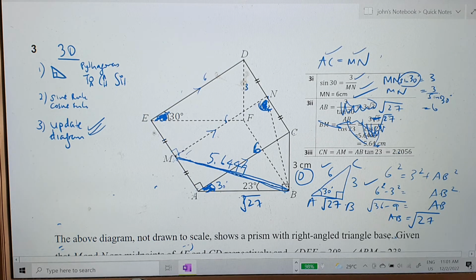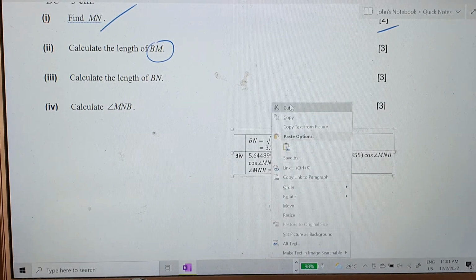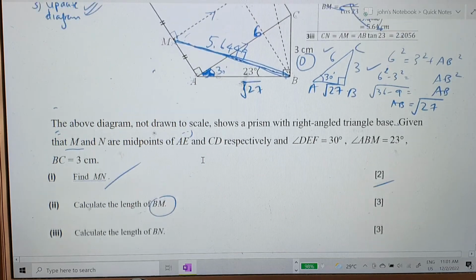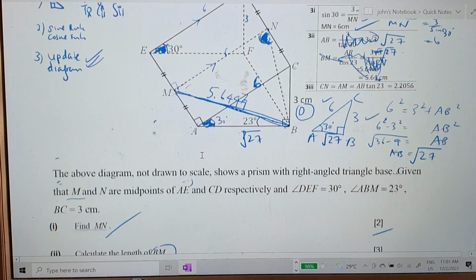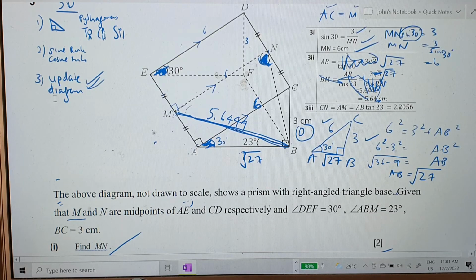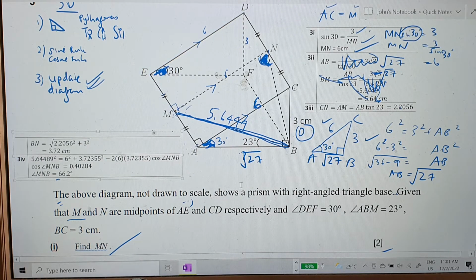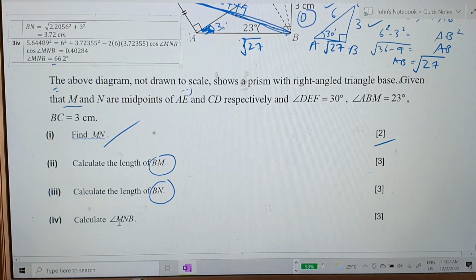Now this one, how to calculate? Alright, I put up the solution. Wait. Sorry, have I found the next part? Oh, sorry. I haven't found BN. Wait, I put the solution here. I missed out one part. Okay. Sorry, I was saying MNB, but just now I only done this. I haven't done this. So BN.